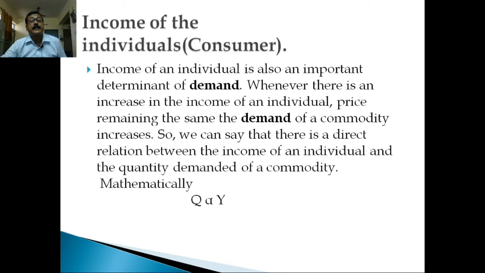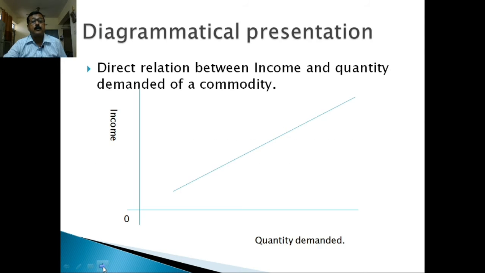increase. So we can say that income of an individual is also an important determinant of demand. Whenever there is an increase in income of an individual, prices remaining the same, demand of the commodity will increase. So we can say that there is a direct relationship between the income of an individual and the quantity demanded of a commodity. So let us see how the diagram pans out to be.